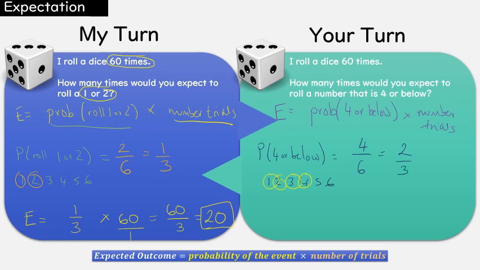So going back to expectation, our formula, probability times the number of trials, where we did it 60 times, and now we've just got to do that calculation. 2 times 60 is 120, 3 times 1 is 3, so that simplifies to 40. So if we rolled a dice 60 times, we'd expect it to be 4 or below 40 times. It may not be exactly 40 if we actually did the experiment, but we'd guess the number would be around that.